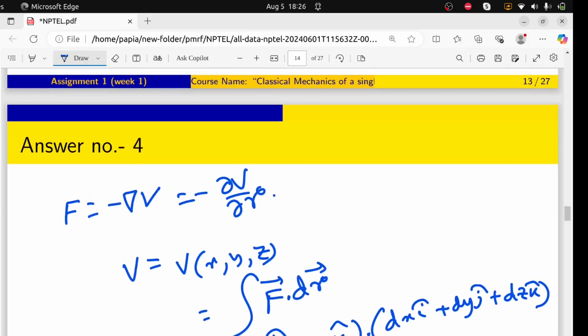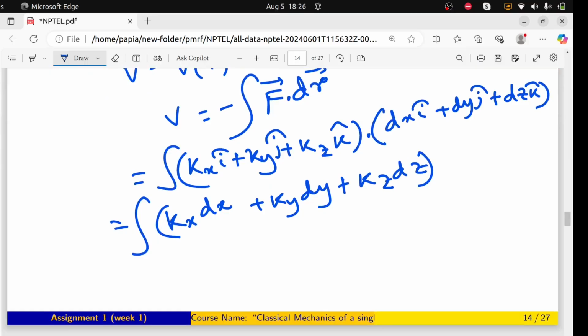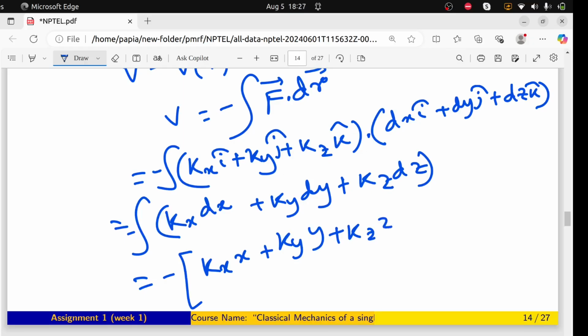Okay, and another thing: here it is minus, so that means our V will be minus the integral of F dot dr, because F was minus del V del r, right? So V will be minus the integral of F dot dr. So it will come as minus and then minus, like kxx plus kyy plus kzz, and then there will be a constant. So this is the answer.